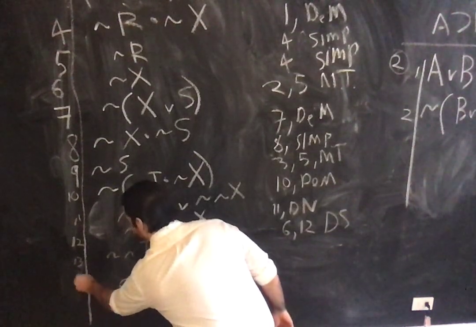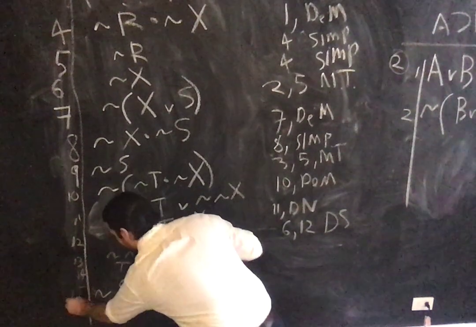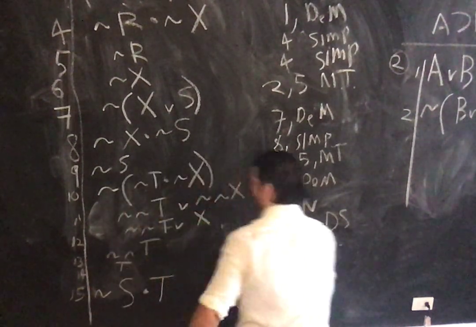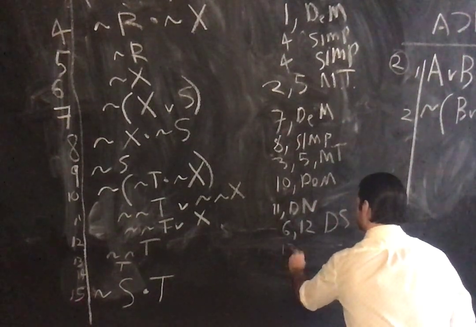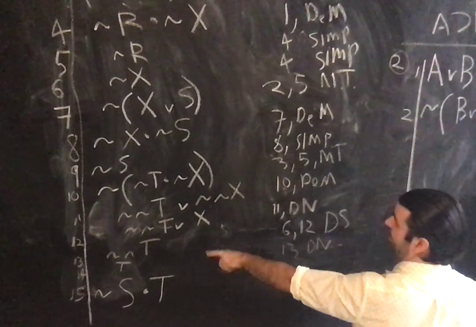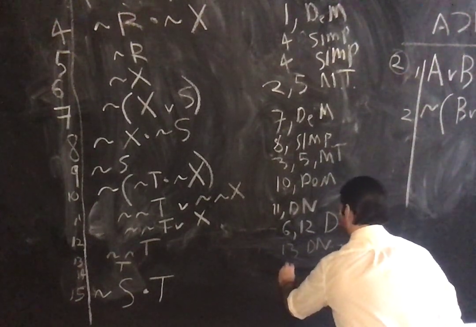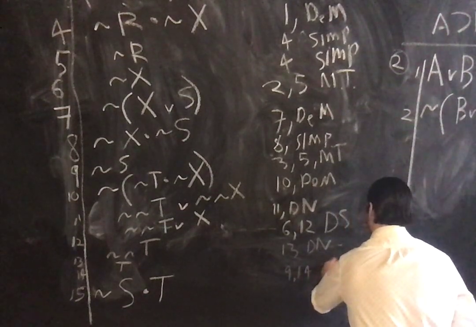14, T. That's 15. 14 T, double negation on 13, right? And then conjunction of what? 14 and 9. 9, 14, conj.